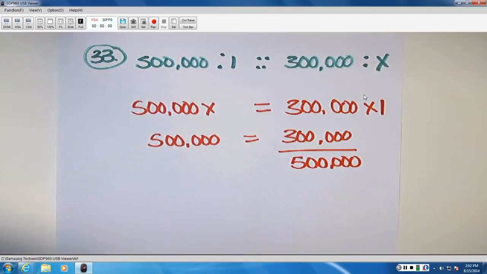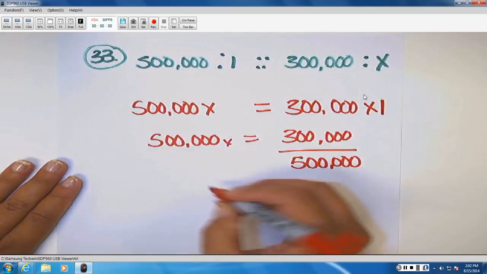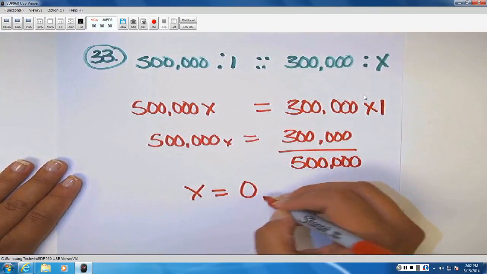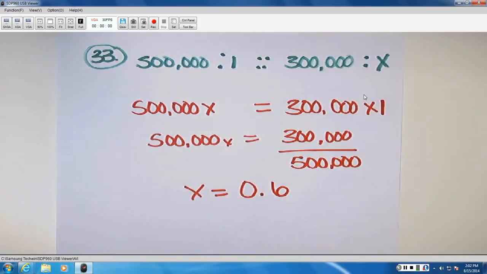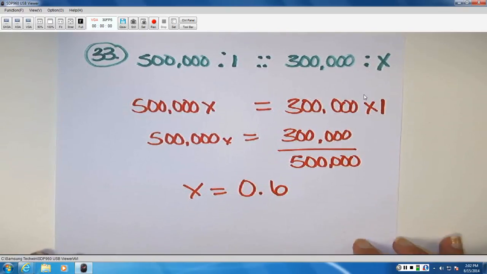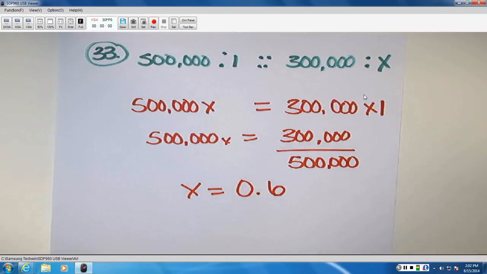So let's do that. Let's take 300,000 divided by 500,000, and I get 0.6. So x equals 0.6, and that's your final answer. Okay? So very simple. We were working with big numbers, but we have a calculator, so it's really no big deal. We'll do one more just again for plenty of practice.